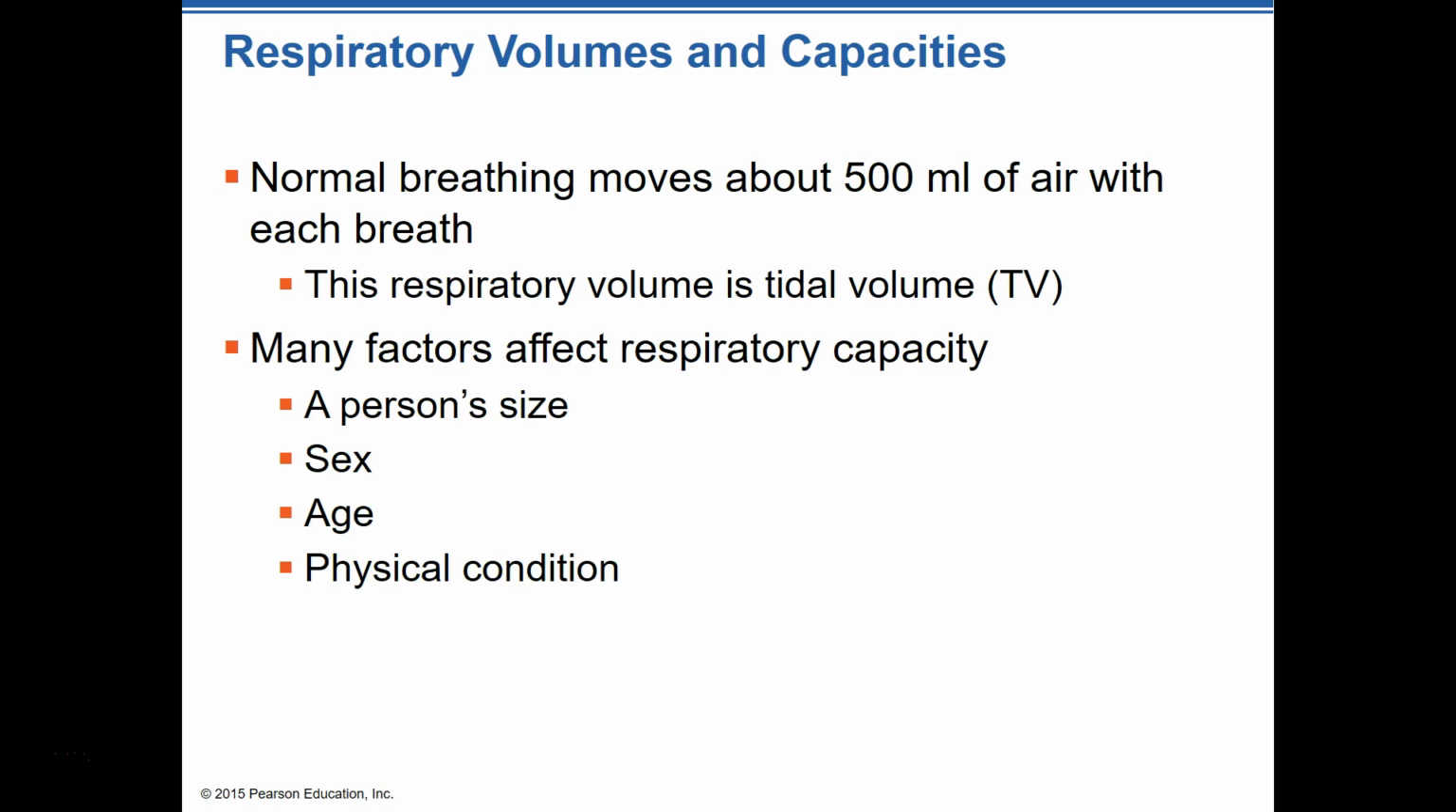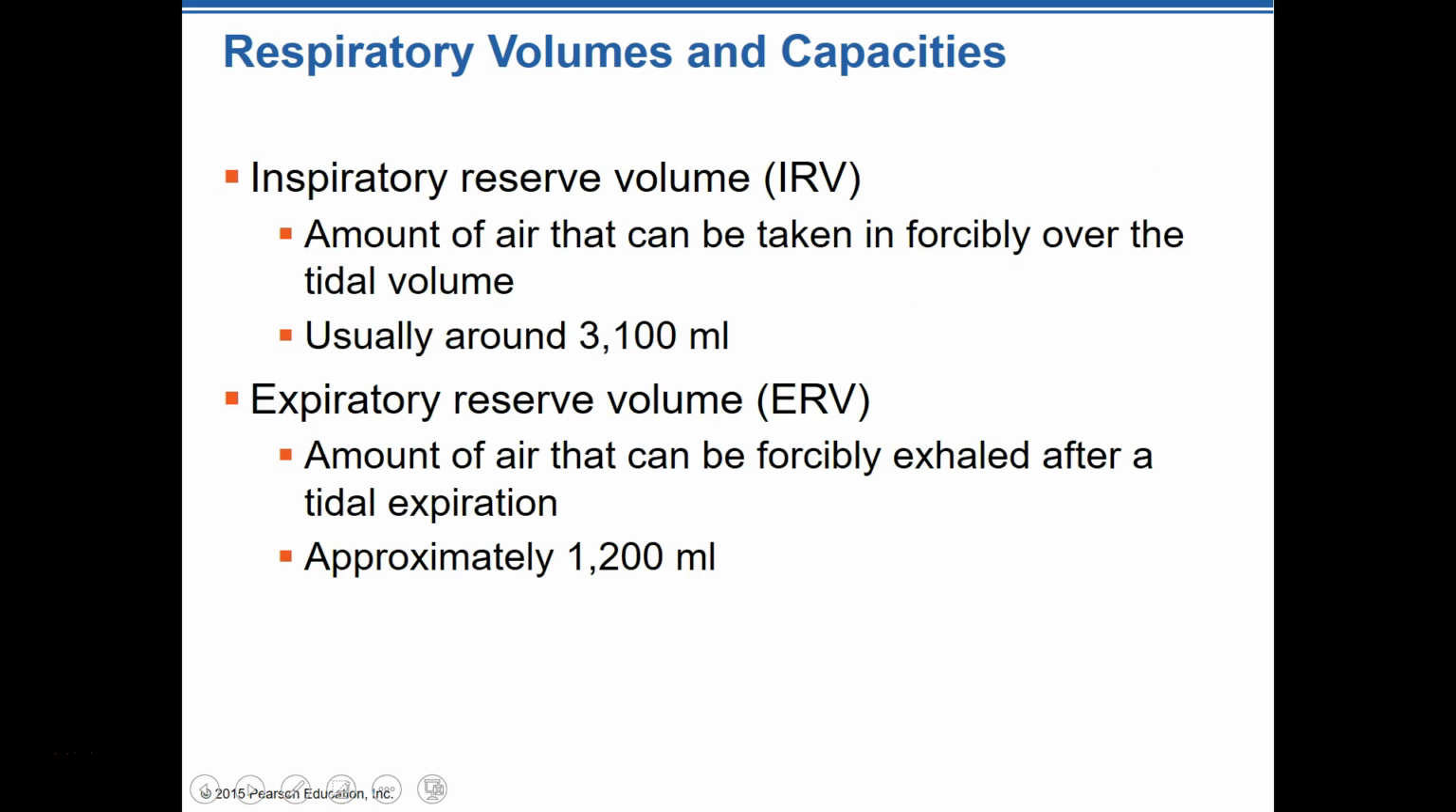So other things can affect it. Of course, there's size of the person, the age, sex, physical conditions, and all those kinds of things can affect how much that tidal volume will be. There's also an inspiratory reserve volume, which is the amount of air that can be taken in forcibly over the tidal volume. So our normal breath is about 500 mils, and then we can take a whole lot more air in. We don't always take a completely deep breath every time that we breathe. So that inspiratory reserve volume, the amount of extra that we have, is about 3,100 mils. Of course, remember, it's going to vary by person, and those other factors.